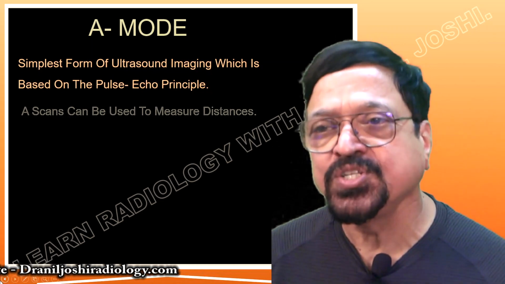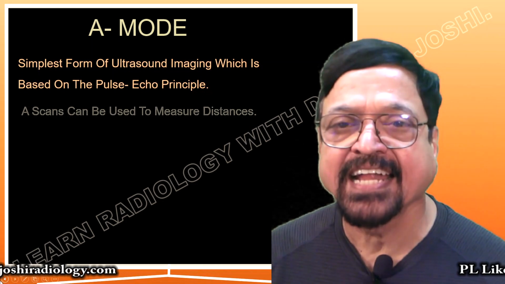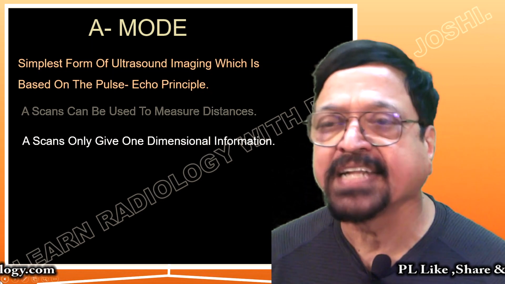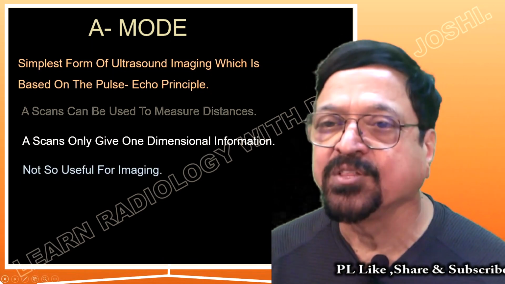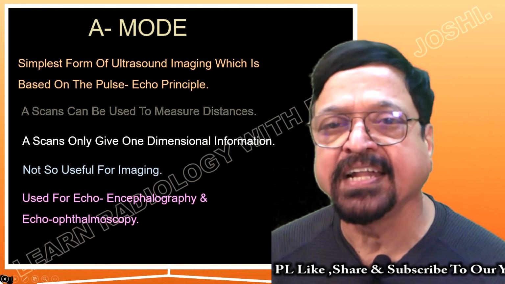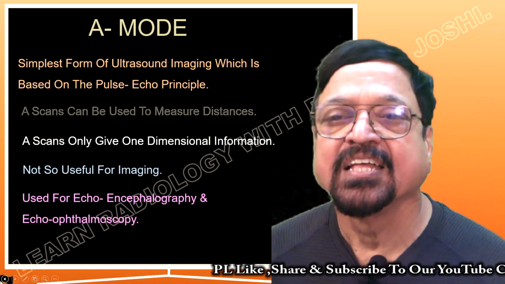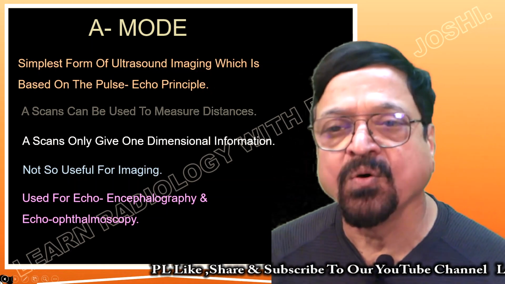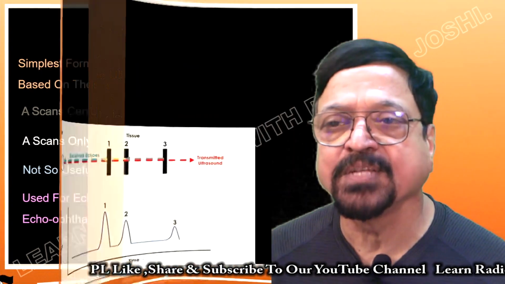The simplest form of ultrasound imaging is this, and it is based on the pulse-echo principle. A mode can be used to measure distances because we know from where the pulse has started and we know where it is obstructed. A mode only gives one-dimensional information, not the three-dimensional information which we need every day nowadays. It is not so useful for imaging because it is one-dimensional. It is used for echocardiography and echo-ophthalmoscopy, where they want to know the distances of the chambers.